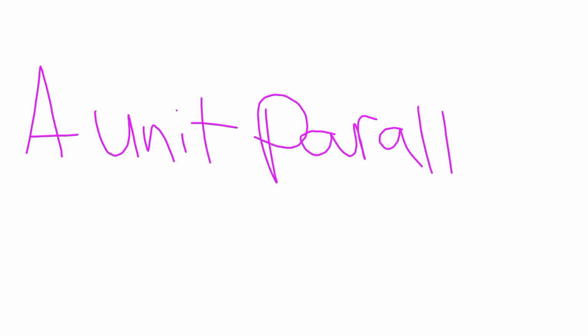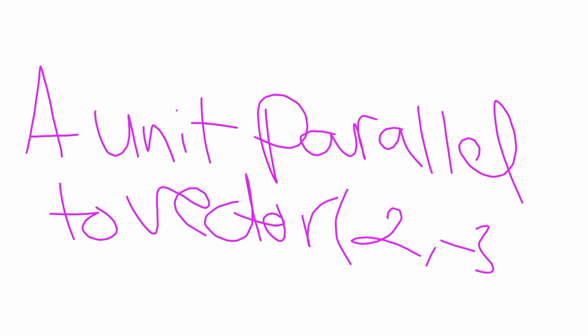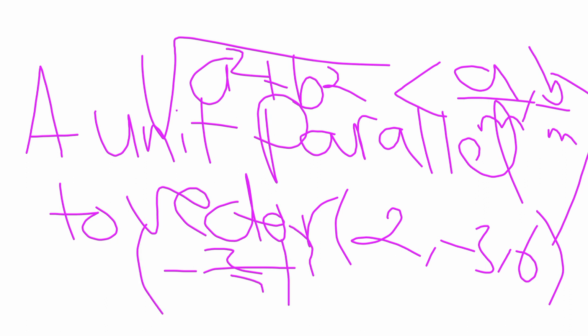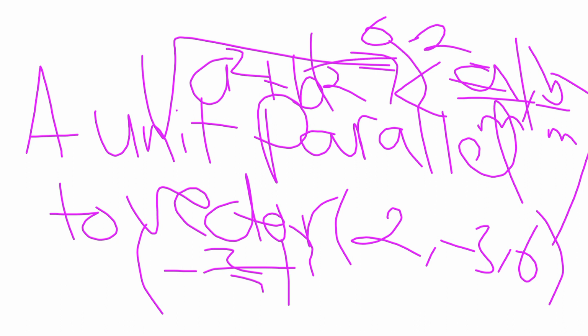Now another question: find the unit vector parallel to the vector 2, negative 3, 6. Again, 2, negative 3, 6. The unit vector is the vector divided by its magnitude: a over m, b over m. The unit vector is negative 2 out of 7, and the parallel vector is 6 out of 7. Squared, it equals 1.